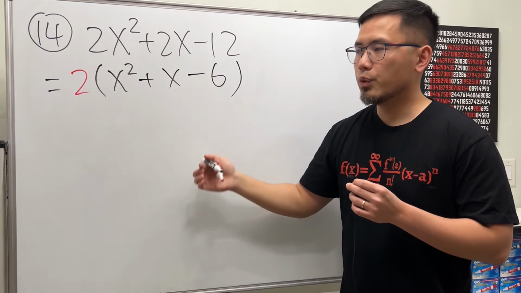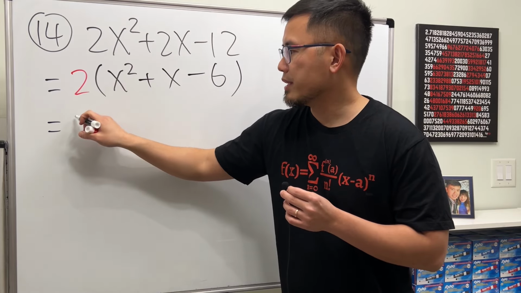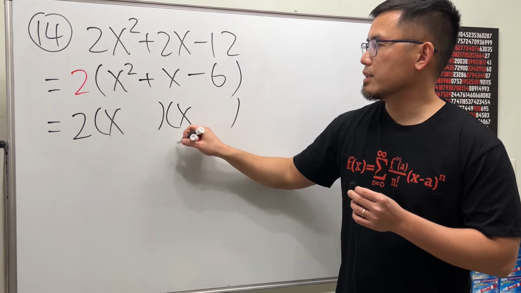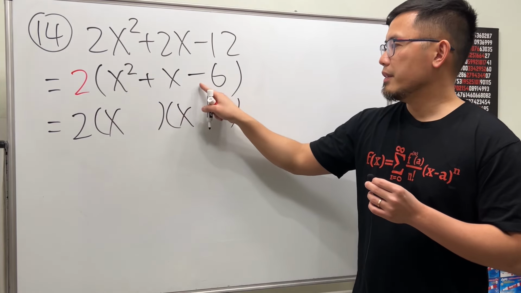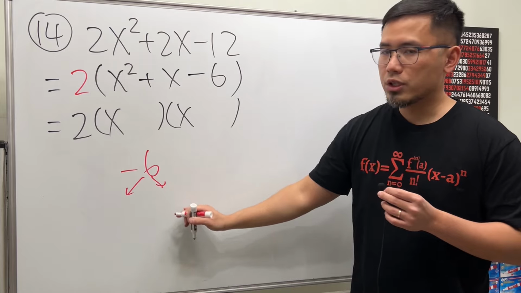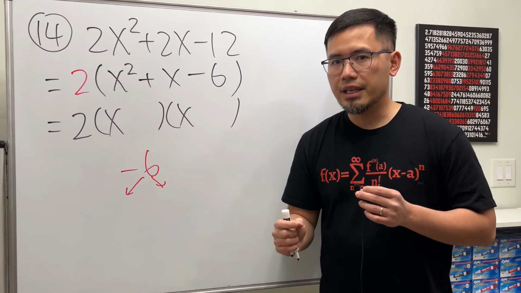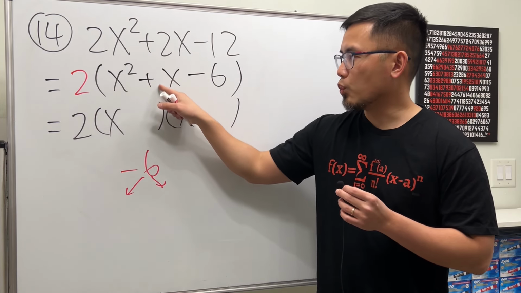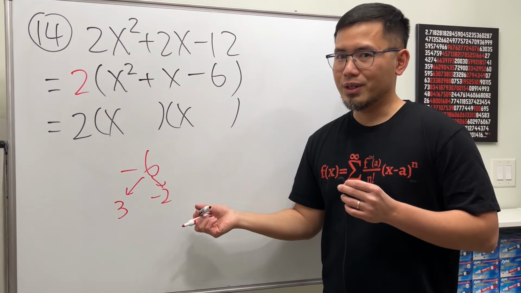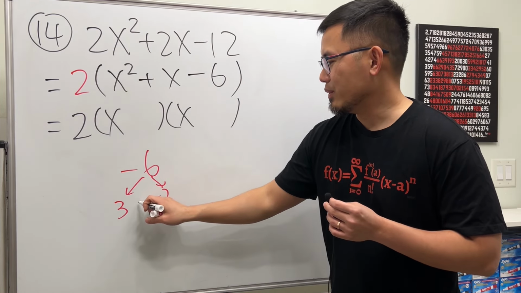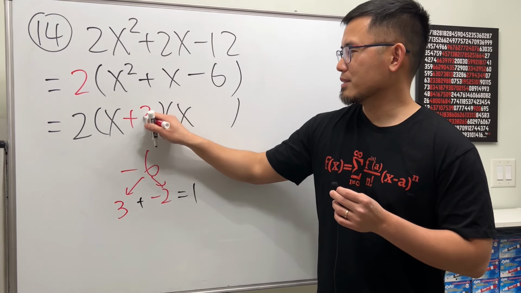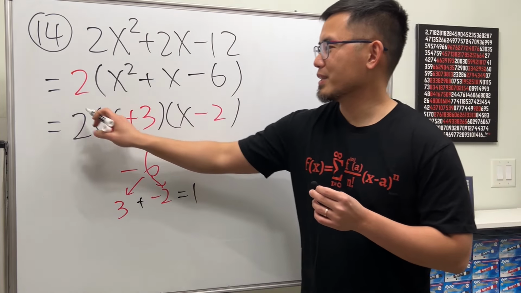Now for this, we are going to factor it. The 2 right here stays, and then we will get x and x to get the x squared. Now let's put down negative 6 here, and then look for two numbers that multiply to be negative 6, and together we need to get plus 1. So I think 3 and negative 2 works, right? When you add them, we do get positive 1. So let's write down x plus 3, x minus 2, and then we're done.